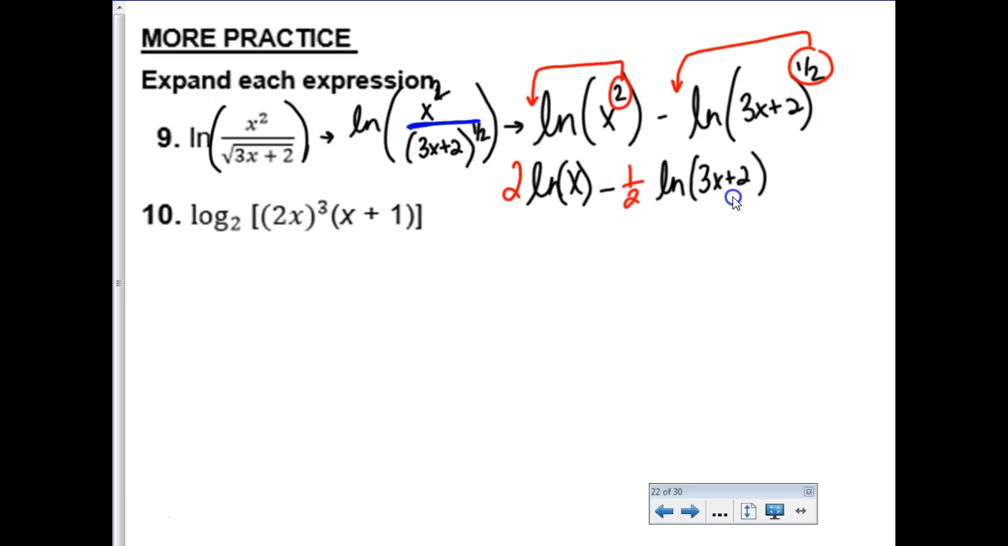So when you have a polynomial like that, unless you can factor it, there's nothing more you can do, because you cannot take the logarithm of an addition problem and somehow break that apart without factorization, because your properties only work with multiplication, division, and powers. So 3x plus 2 cannot be written as a multiplication question, it can't be written as a division question, and it can't be written as a power question, so you're done. That's an expanded version of that question.